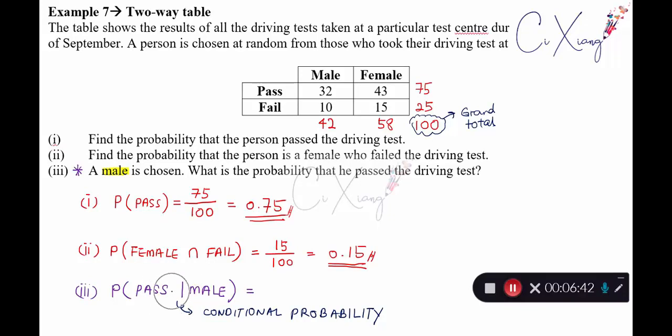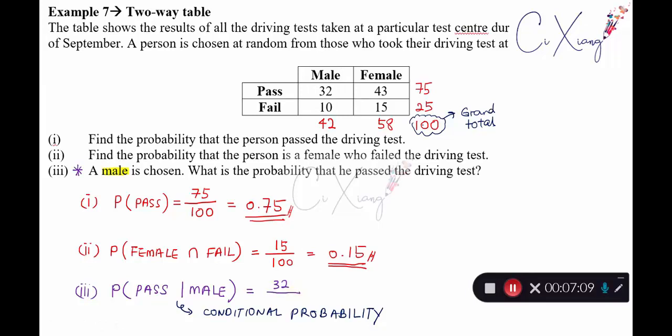So to get this conditional probability from a two-way table, this is how we get the answer. First, please look for the cell that is pass and also male. That means the intersection between pass and male. The intersection between pass and male is 32, so you usually put it as 32 divided.